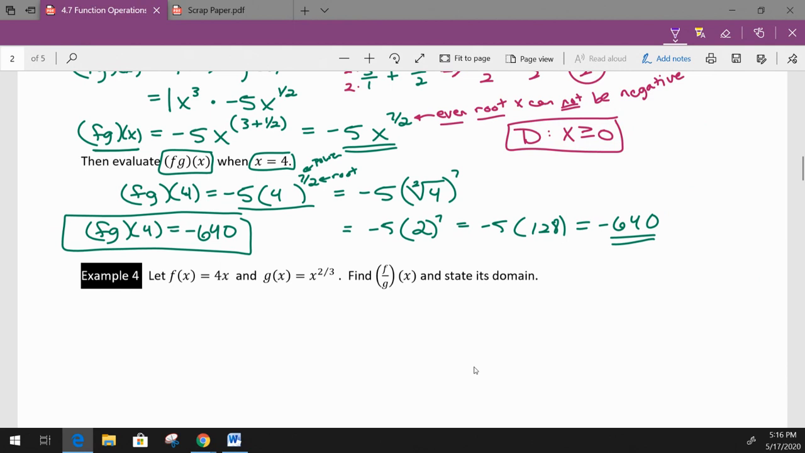Okay, so our last example now, we are dividing. So you see this f over g of x.